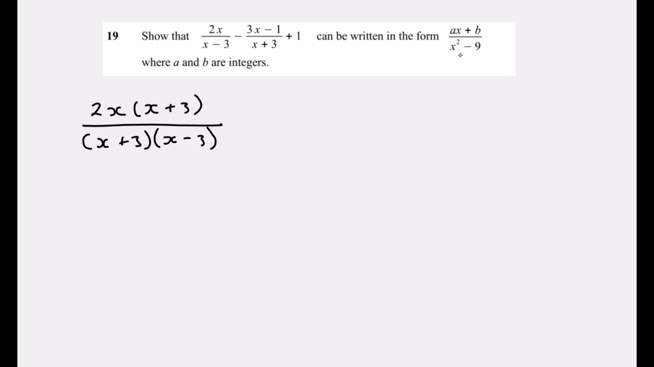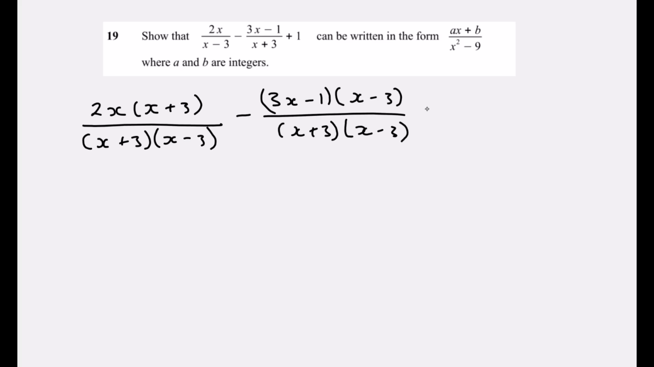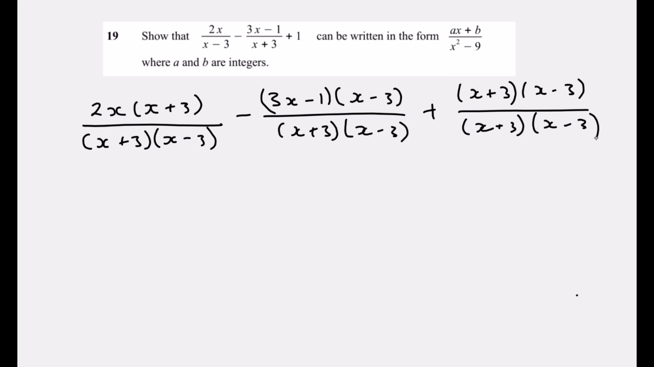If we expand and simplify, we get x squared minus 9. For the second fraction, I'm timesing top and bottom by x minus 3. And for the 1 on the end, I'm going to have x plus 3 times x minus 3 over x plus 3 times x minus 3. So I'm timesing top and bottom by x plus 3 and timesing top and bottom by x minus 3. So now all the denominators are the same. I can make it into one fraction.